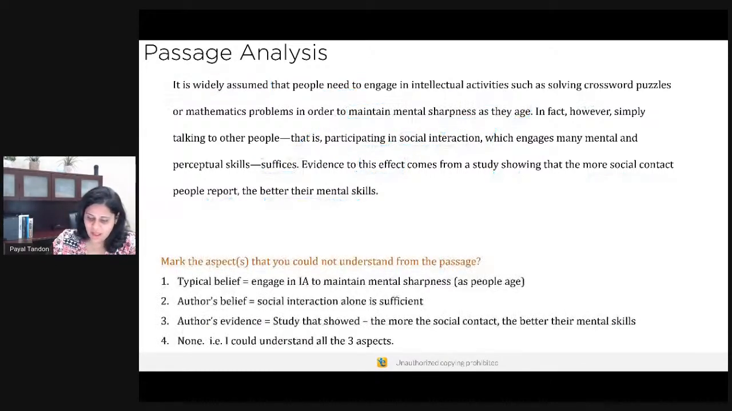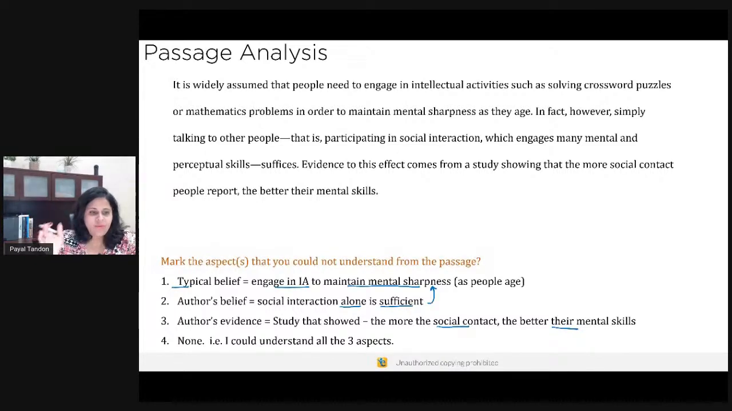Now these are the three items which I want all of you to have understood if you read the passage the right way. The first one is, what is a typical belief? The typical belief is that you need to engage in intellectual activities in order to maintain mental sharpness. What is the author's belief? That social interaction alone is sufficient to maintain mental sharpness. What is the evidence that the author is using? A study that showed that the more the social contact, the better their mental skills.